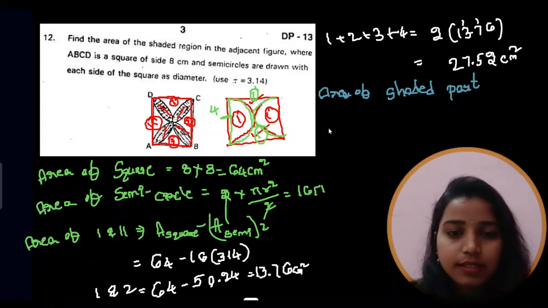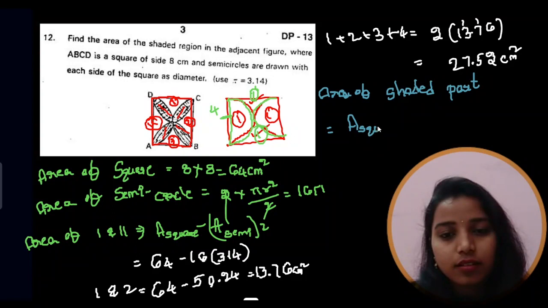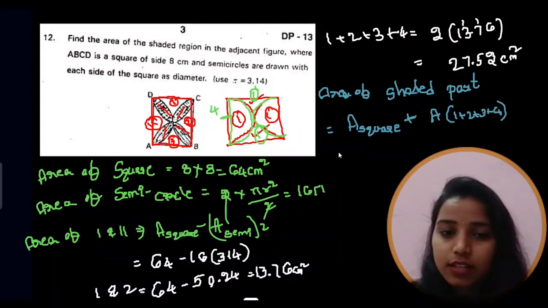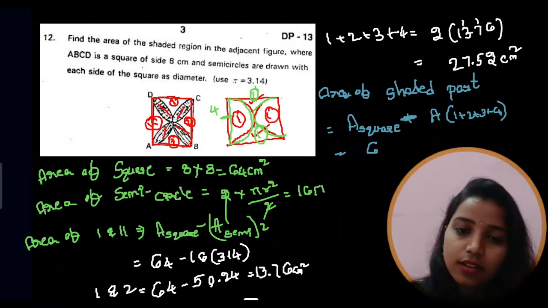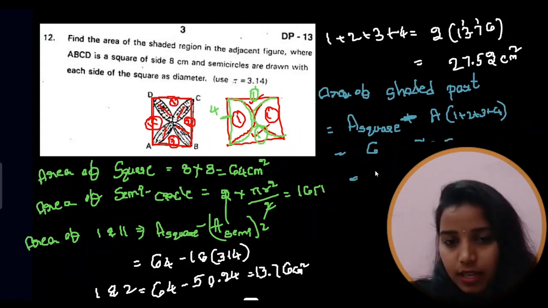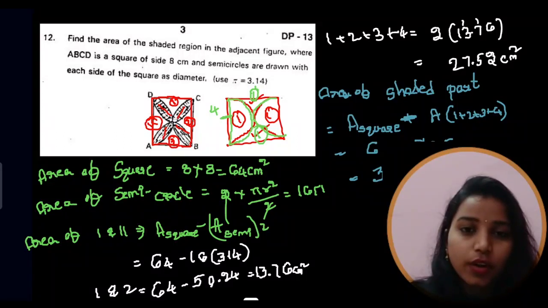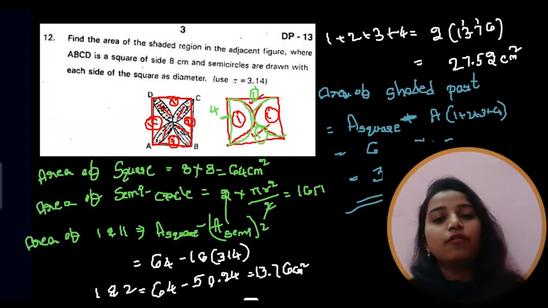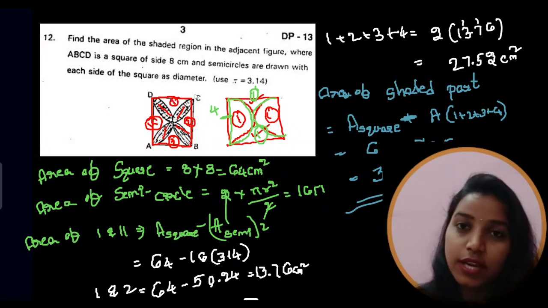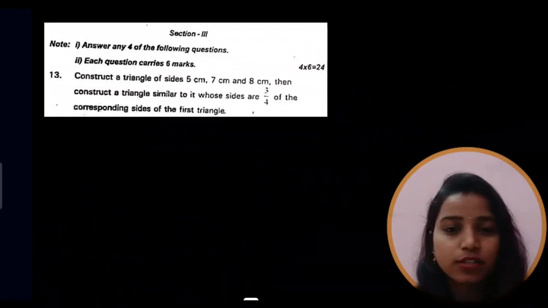Then what it will be? Simply area of square minus area of 1 plus 2 plus 3 plus 4, right? So area of square is anyway 8 into 8, 64, minus 27.52, right? Then it will be equals to 36.48. Okay, what is this area, right? So centimeter square. So guys, this is the answer for the area of the shaded region. Got it? See the next question.